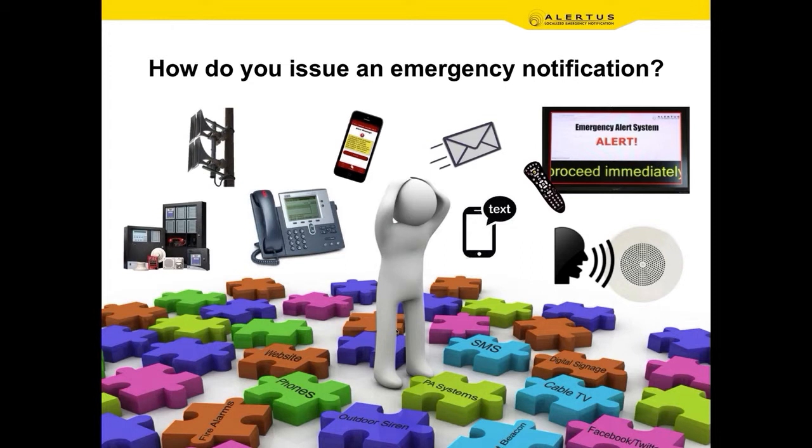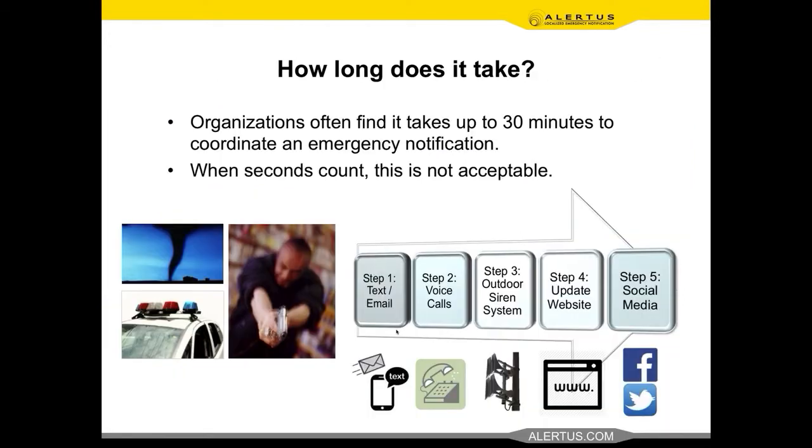So you've got a lot of assets at your disposal, but it's difficult to activate those within seconds or even minutes. A lot of organizations come to us, they have these systems, and if they try to activate all of them, sometimes it takes 40 minutes or an hour. When you've got an event like a tornado or an active shooter, you just don't have that amount of time to activate all those devices and capabilities. So Alertus can help you with that. We can bring that together and allow you to activate that very quickly.